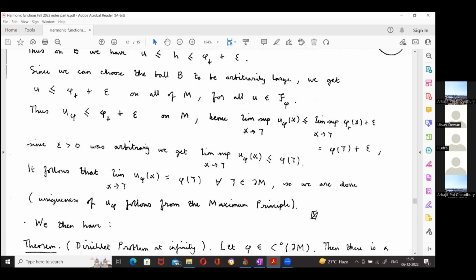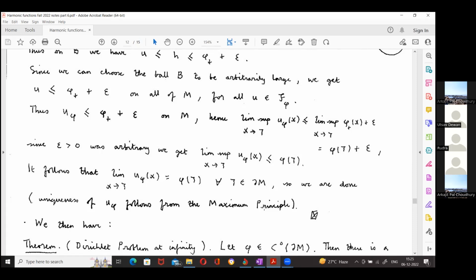So since epsilon was arbitrary, letting epsilon tend to 0, we get that the lim sup of U phi x is less than or equal to phi xi. And therefore, we get that the limit of U phi x is equal to phi xi for all xi in boundary M. And so there we are done.